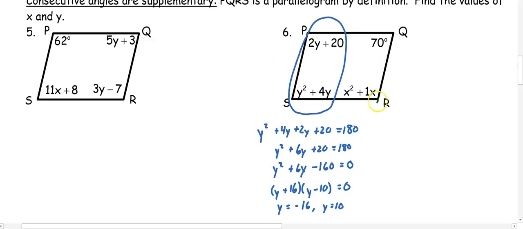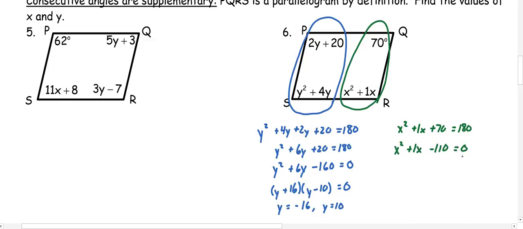We're going to do the same thing to solve for x using the x squared plus 1x and the 70. So we have x squared plus 1x plus 70 is equal to 180. So we can subtract 180 from both sides. We get x squared plus 1x minus 110 equals 0. So we need numbers that multiply to negative 110 and add to 1. So we're going to have x plus 11 and x minus 10 equals 0. So when I flip my signs, I get x is -11 and x is 10.